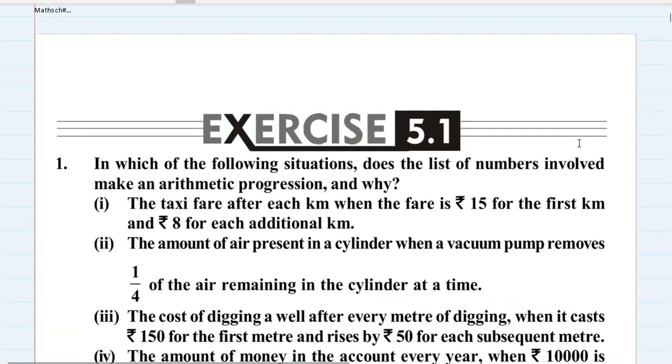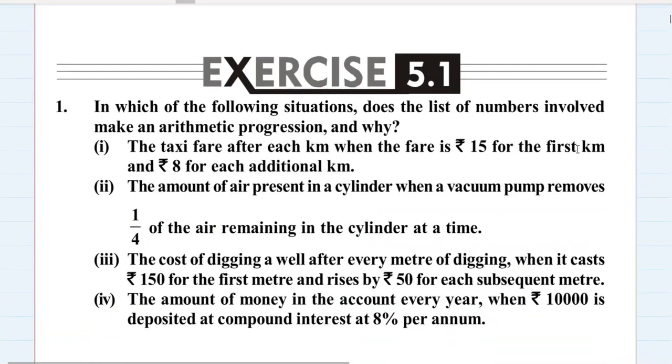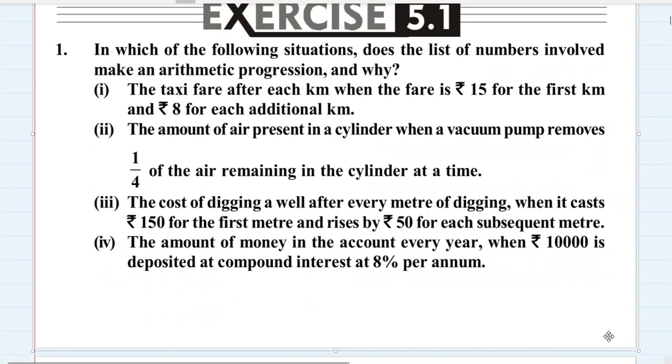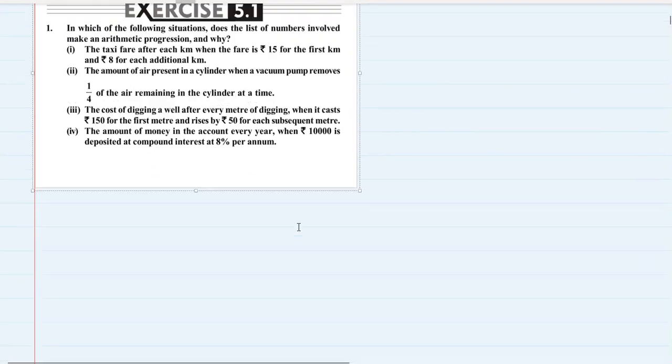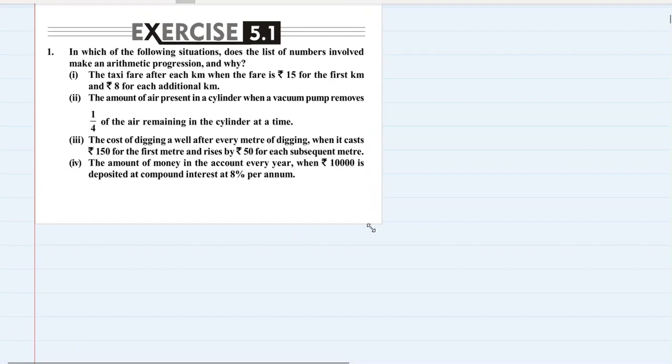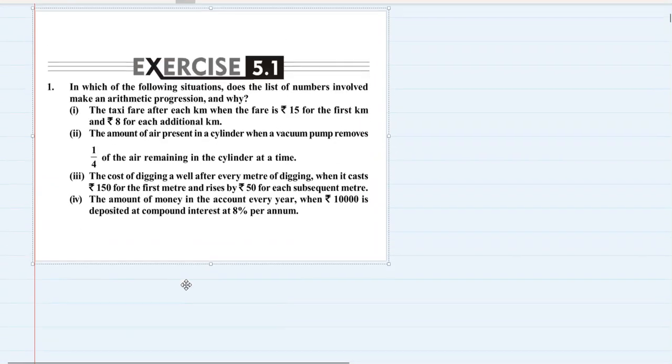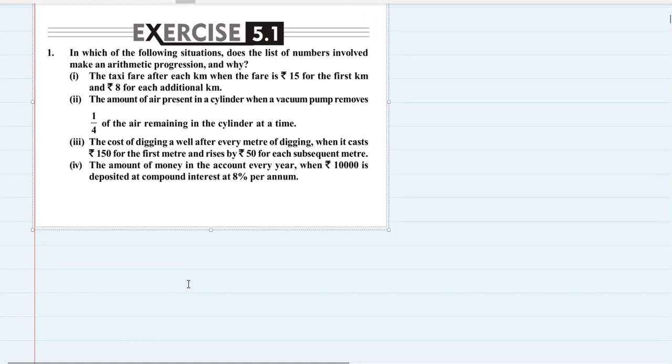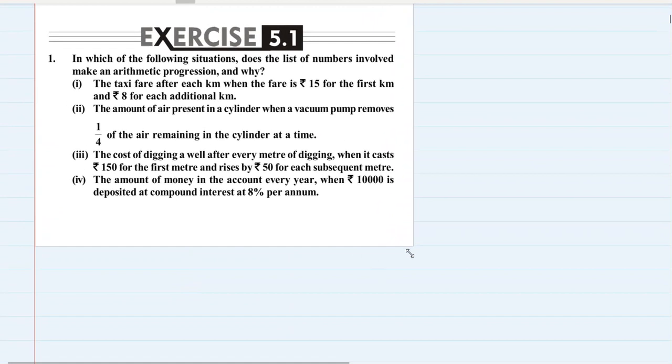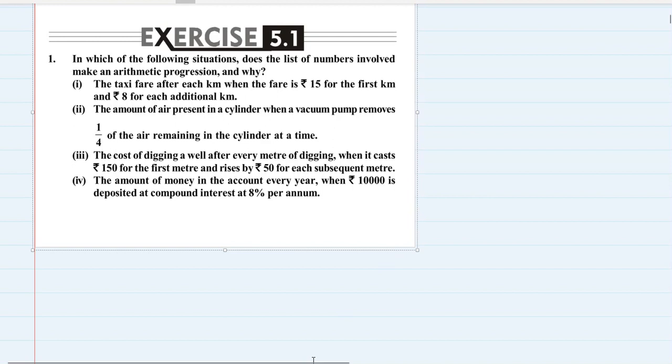In today's video, we are going to focus on the word problems based on the arithmetic progression concept. In the previous videos, we learned what an arithmetic progression is, how to find its nth term, and how to find the sum of the nth terms. But there are some questions based on the applications of arithmetic progression. So in this final video, we are going to look at some examples based on the applications of arithmetic progression.